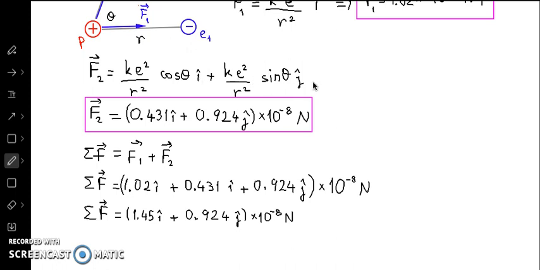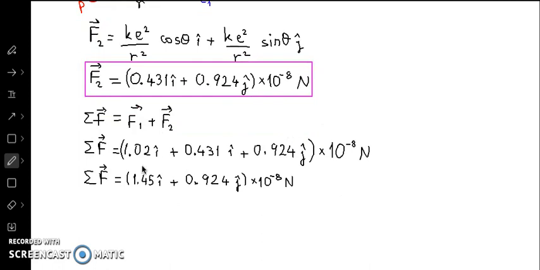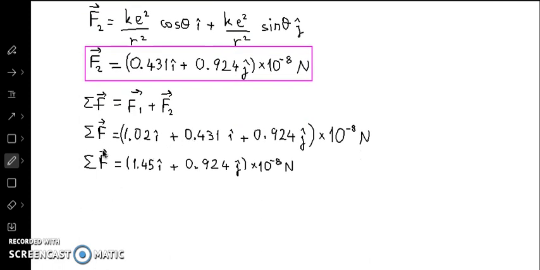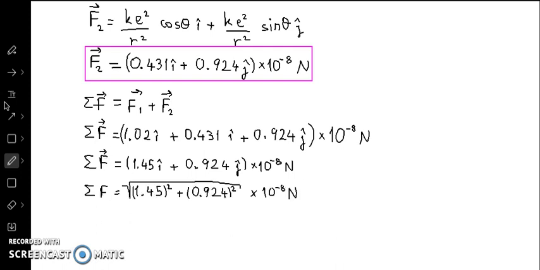Now let's find the magnitude and the direction angle of this net force. How do I find the magnitude? Let's use the Pythagorean theorem. Basically, the magnitude is equal to the squares of the components added together, and then we take the square root. So I have the calculation shown here. I square the x component and square the y component, add the two together, and take the square root.